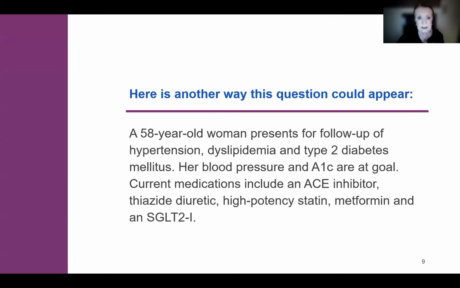ACE inhibitor once a day, thiazide diuretic once a day, high potency statin once a day, metformin when you do the extended release formulation once a day, SGLT2I once a day. She can take that ACE inhibitor, thiazide diuretic, the statin, and the SGLT2I all together when she first gets up in the morning on an empty stomach.